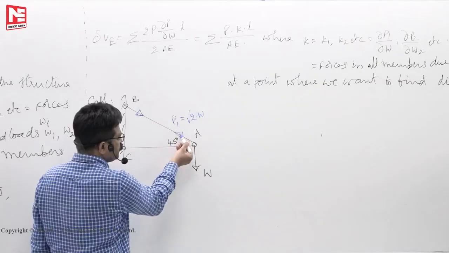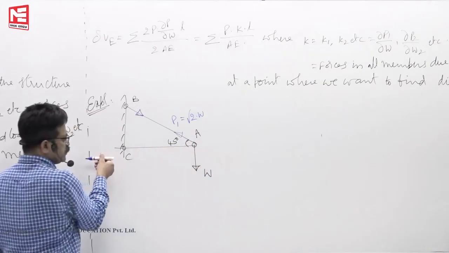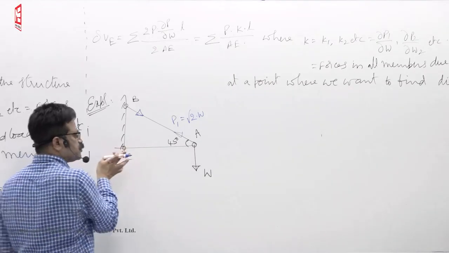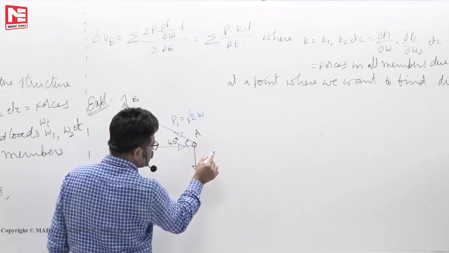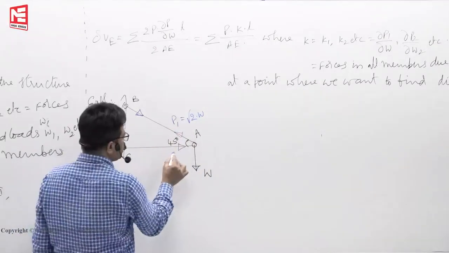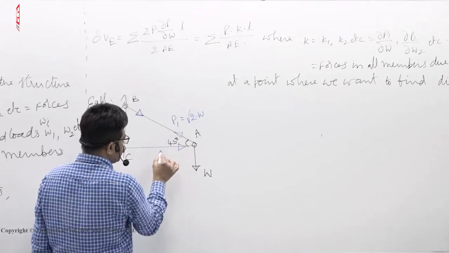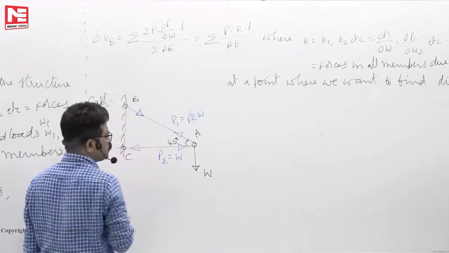The x component of this, if I see, P1 cos 45 is going left side. To balance it, this force must exert right side. If this is going left side, this should go right side. Otherwise, sigma x equals 0 will not happen. So P1 cos 45 means root 2 W cos 45, P2 you call it, it becomes W. Towards the joint, towards the joint.